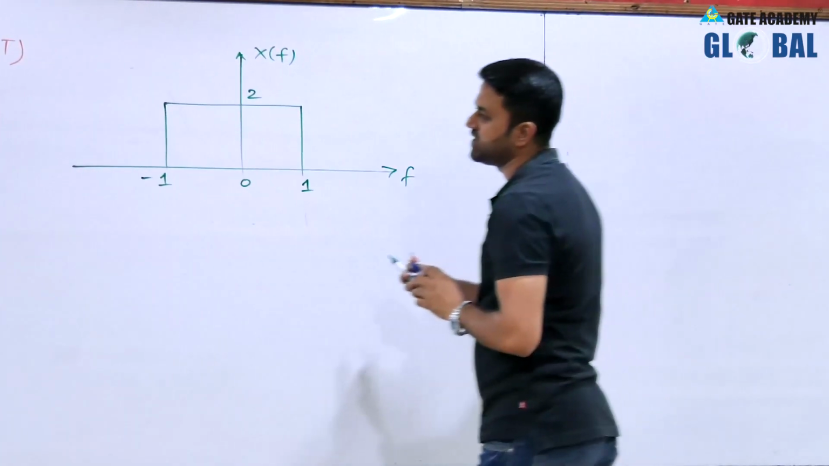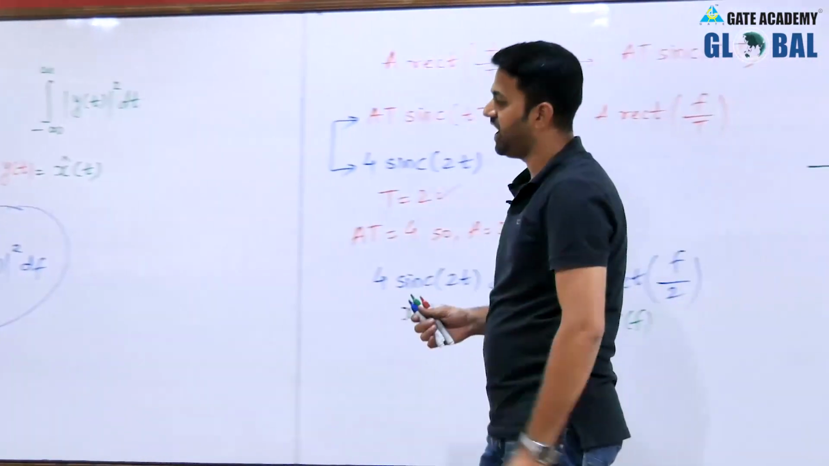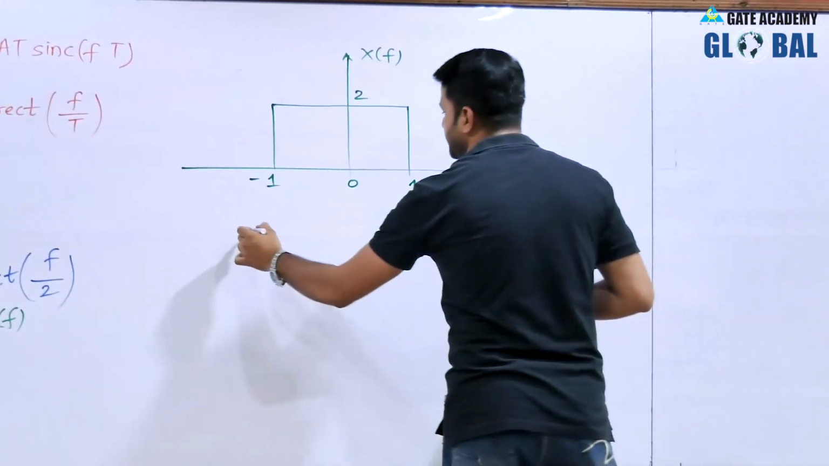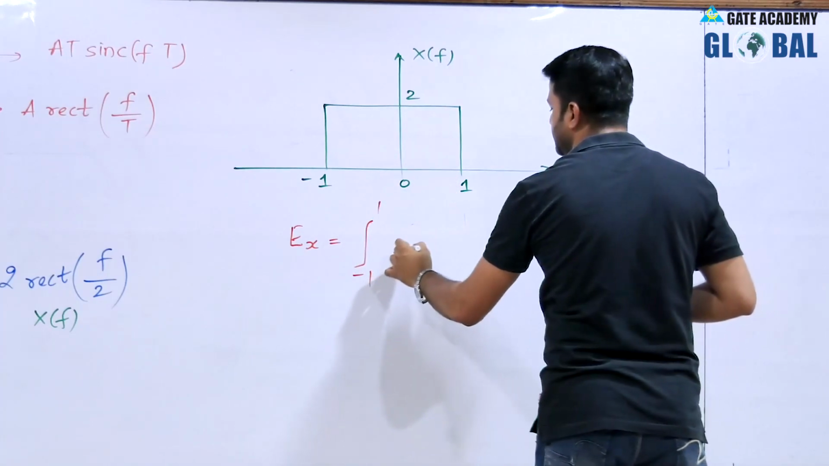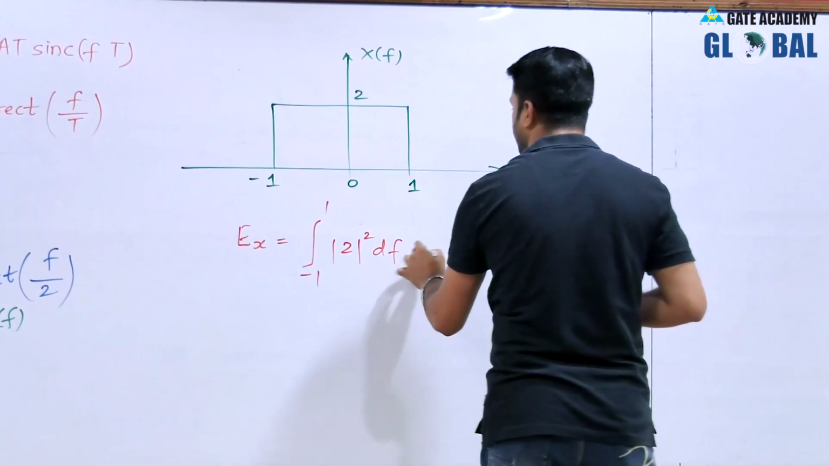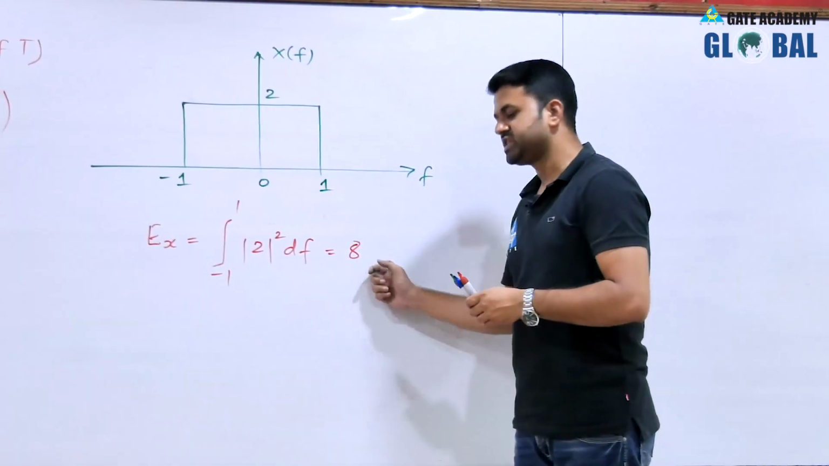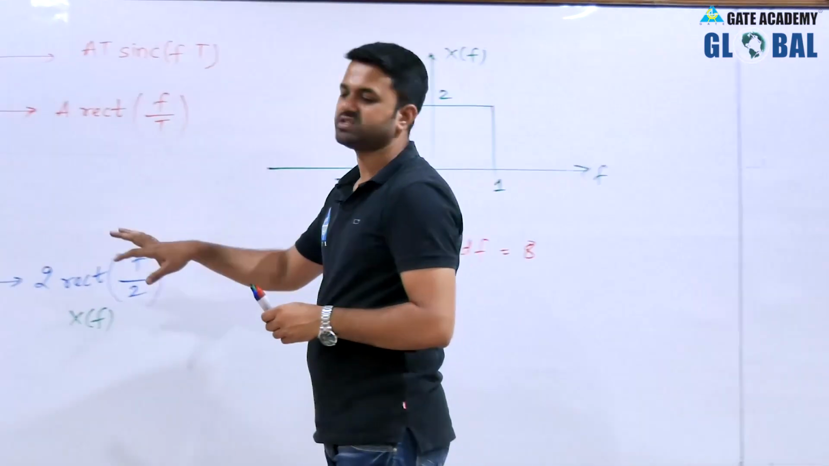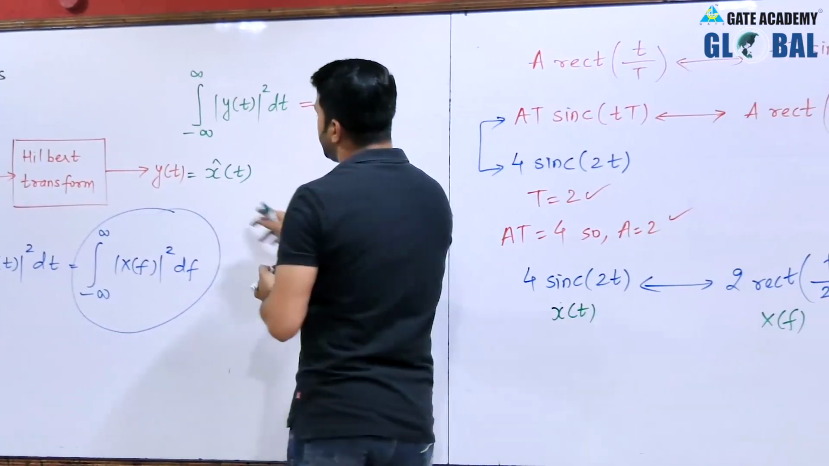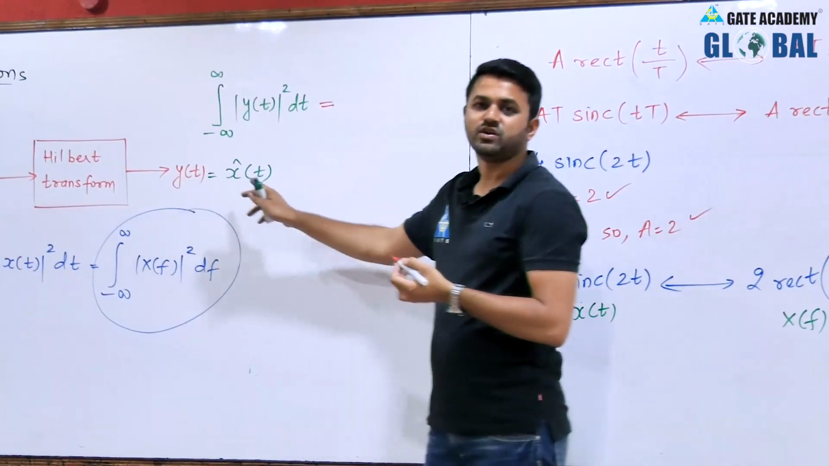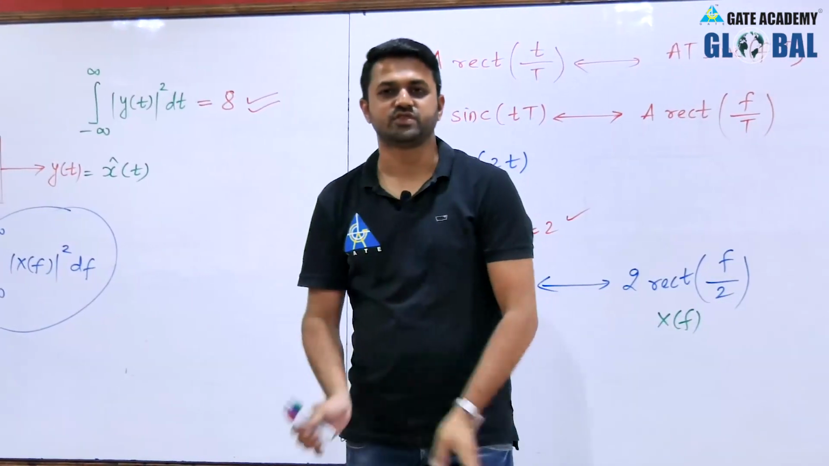Now energy we can easily calculate by this formula, minus infinity to infinity of x(f) magnitude square df. So we can calculate the energy of the input, from -1 to 1, the magnitude of this, that is 2 square into df, which after calculating gives the value 8. So the energy of the input signal is 8. Because this is a Hilbert transform, from the property of the Hilbert transform, the energy of the output, that means the energy of y(t), will also remain the same, that is 8. So the correct answer for this question is 8.